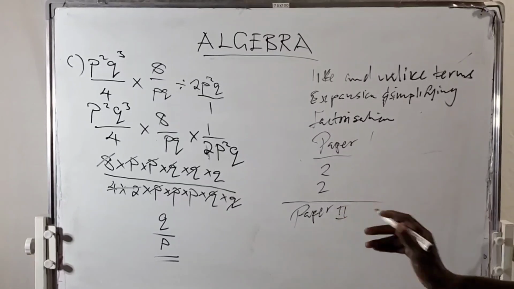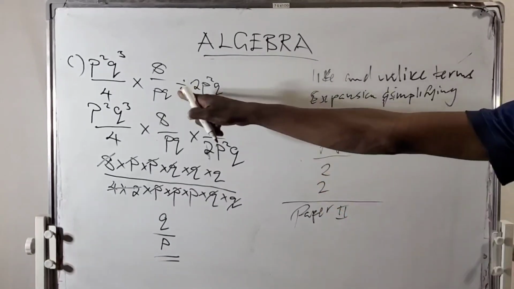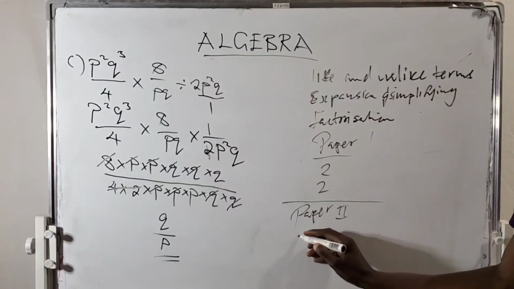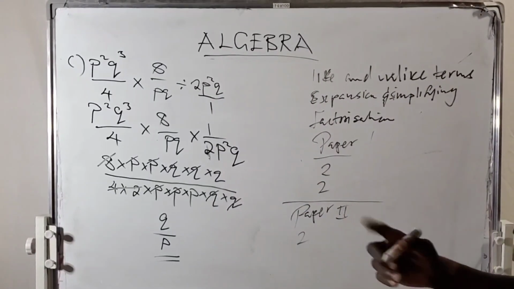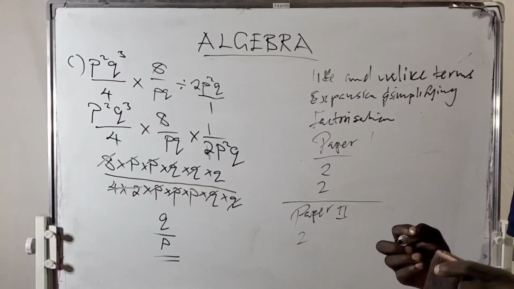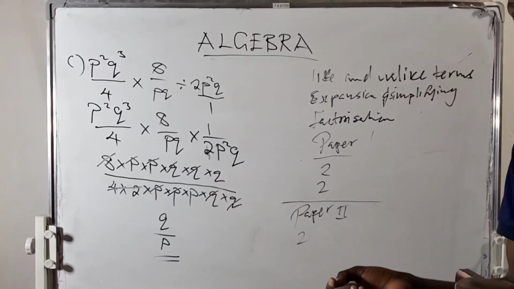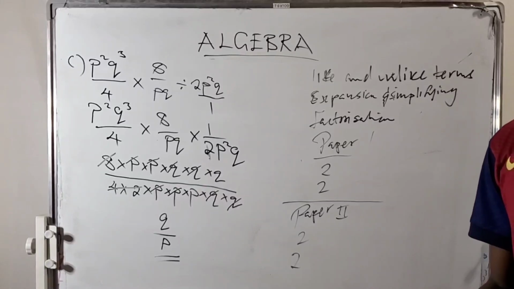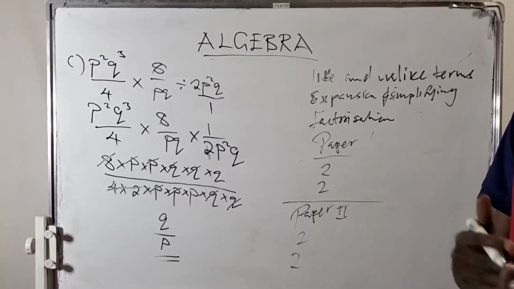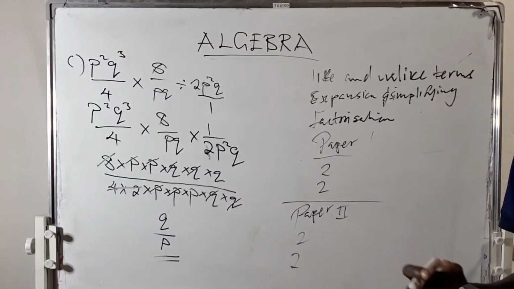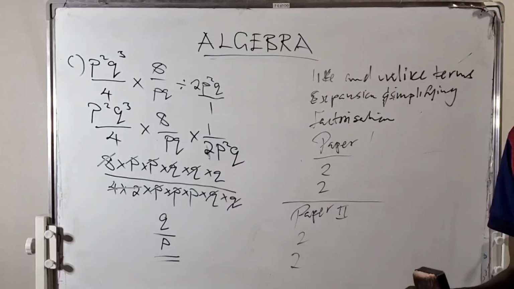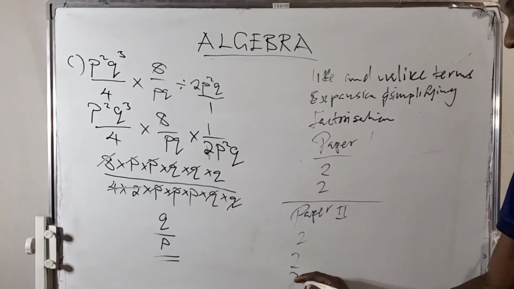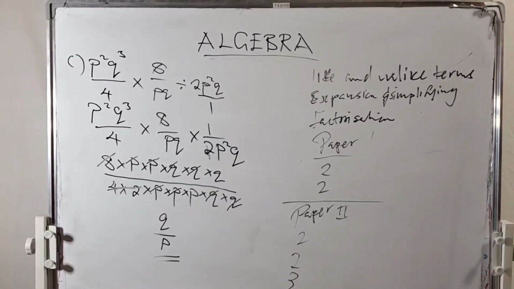Paper 2 under algebra, there is this one. This is the lesson multiplication. This is always 2 marks. Then there is that one where you're supposed to apply factorization. Factorization is also 2 marks. Then there is subtraction and addition of algebraic expressions, where you are asked to express as a single fraction in its simplest form. And that is 3 marks.